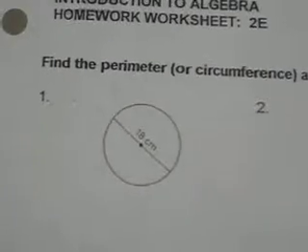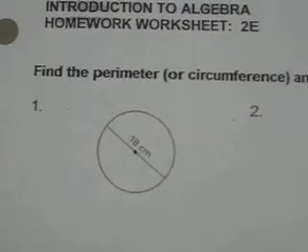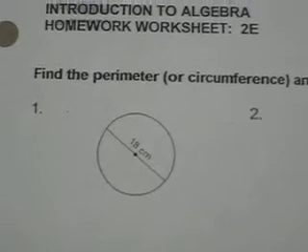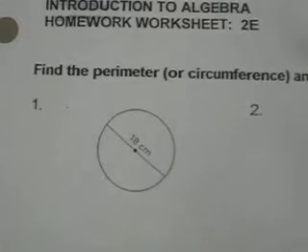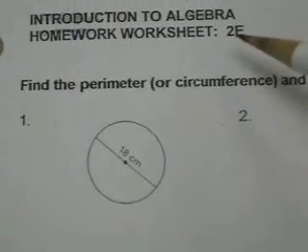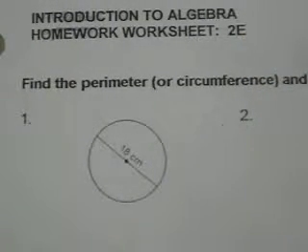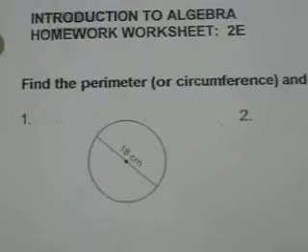Alright, in today's lesson we were looking at using different formulas that we'll be seeing all throughout Algebra 1. The homework for tonight is Worksheet 2E. Okay, on the first section it says find the perimeter or circumference and area for each figure drawn below.